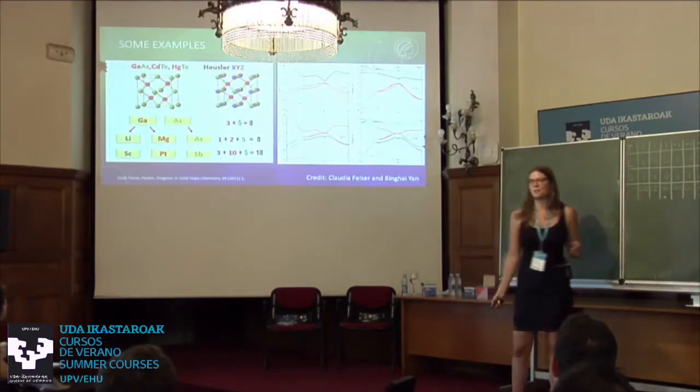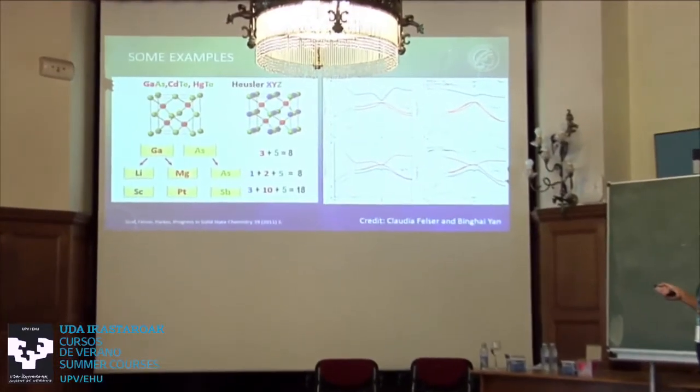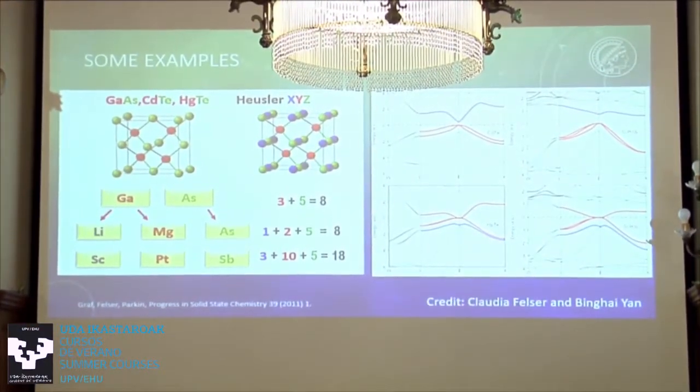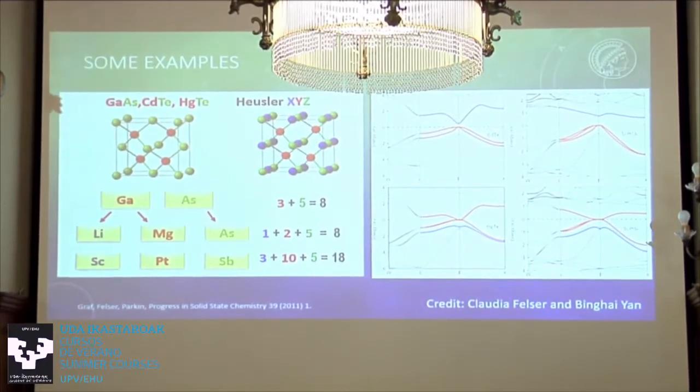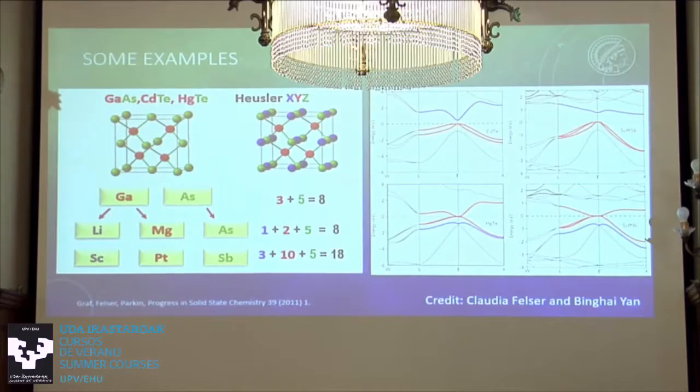So this is a slide I stole from Claudia. I hope she's not going to tell you the same thing later. But if you have a semiconducting compound, so you all might know gallium arsenide, you count, you have 3 and 5 electrons, it's 8, so you have a semiconductor. But you can extend that to more complicated materials, and for example, put here one with 1 and 2 electrons, and again have 8, and you're still going to have a semiconductor. Or if you add d electrons to this, you count to 18, and if you have scandium, platinum, antimony, where you wouldn't intuitively think it's a semiconductor, still, because they match, you have a semiconducting compound.